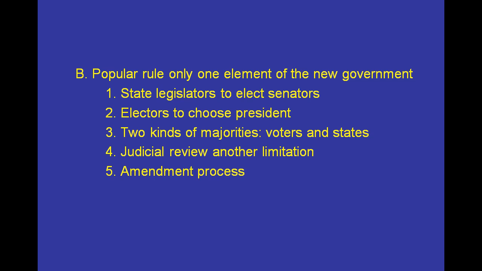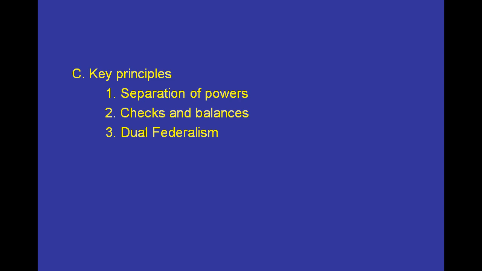The key principles of the Constitution are separation of powers into legislative, executive, and judicial branches, each having checks and balances on the others, such as overriding vetoes, the power of veto, judicial power by the courts, and, in dual federalism, the states provide a check on the federal government.